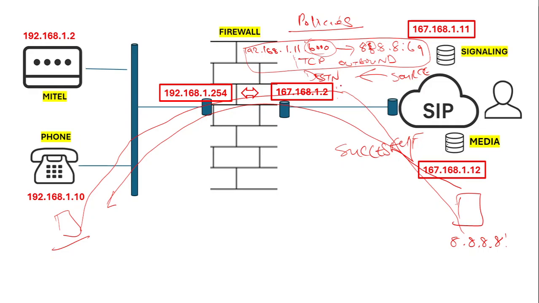So the destination is going to be the public IP address of the firewall, 167.168.1.2 port 6000. When the firewall receives the reply, it's also going to check, do I have a policy for inbound traffic which allows 8.8.8.8 to come through? If the answer is yes, allow it to come through, it's going to pass on the traffic to the PC which originated the traffic.